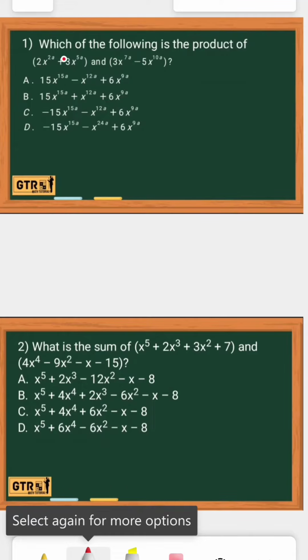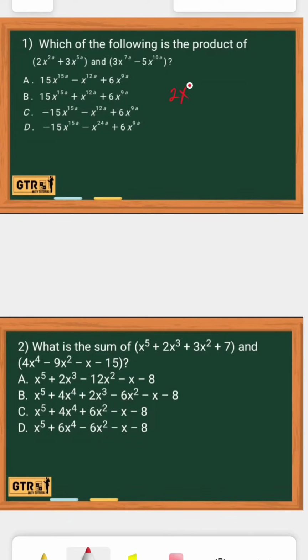Okay, number 1. Which of the following is the product of 2x to the 2a plus 3x to the 5a and 3x to the 7a minus 5x to the 10a? So, multiply lang natin. So, we have 2x raised to 2a plus 3x raised to 5a, then multiply by 3x raised to 7a minus 5x raised to 10a. So just multiply, distribute lang natin.